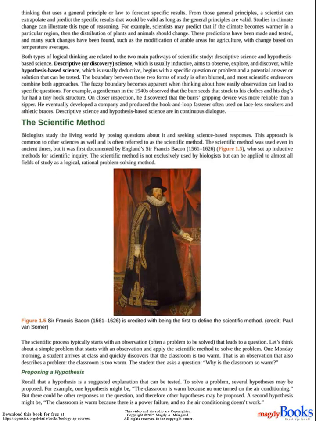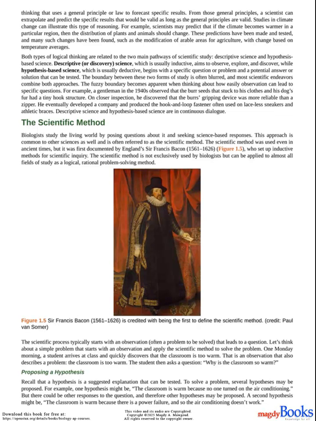These predictions have been made and tested, and many such changes have been found, such as the modification of arable areas for agriculture, with change based on temperature averages. Both types of logical thinking are related to the two main pathways of scientific study: descriptive science and hypothesis-based science.